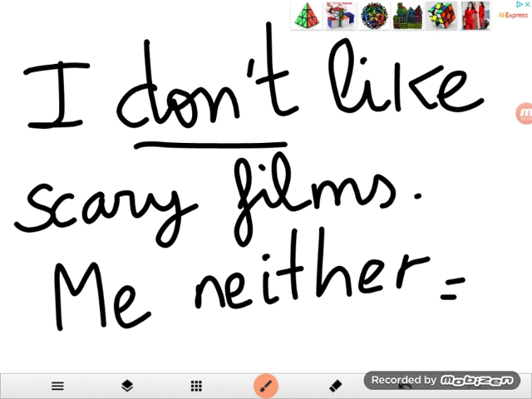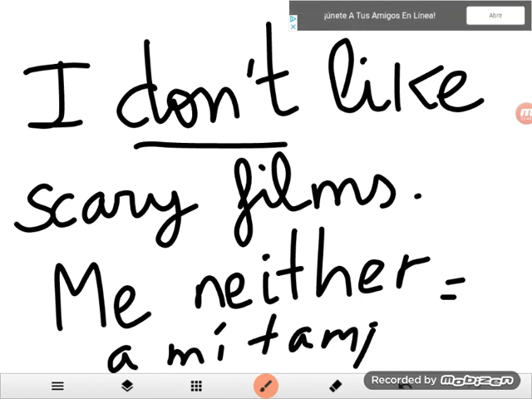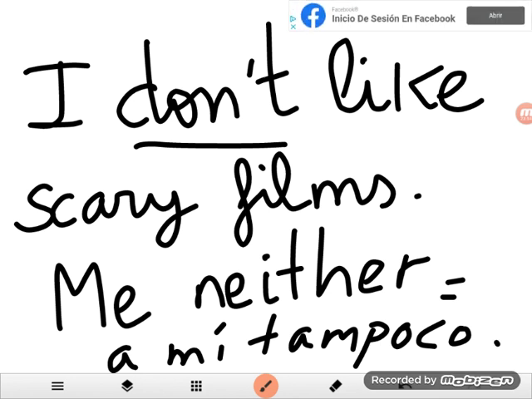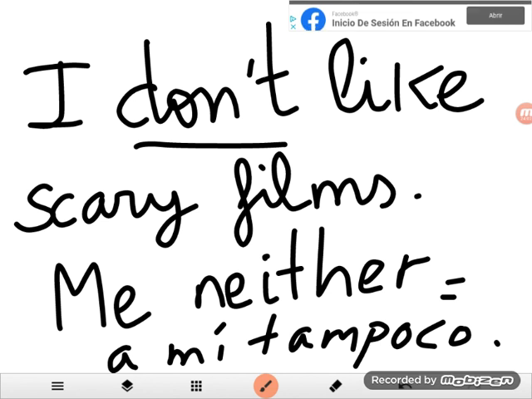A mí tampoco. Cuando aparezca aquí una frase negándose, me neither, a mí tampoco. No me gustan las películas de miedo. Pues a mí tampoco. La verdad que no. ¿Para qué voy a decir otra cosa? I don't like them because it's very scary. Porque me dan susto. So I don't like them. ¿Ok? Por ejemplo, si yo digo, no me gustan las películas de ciencia ficción. I don't like science fiction films. Me neither. Significa, a mí tampoco. ¿Ok?